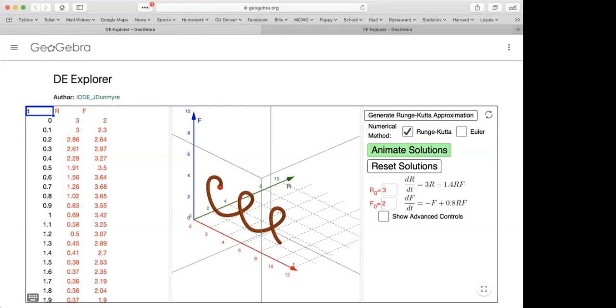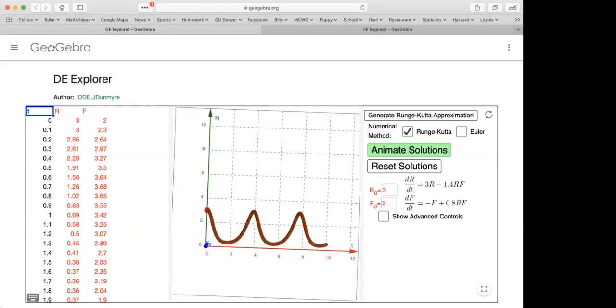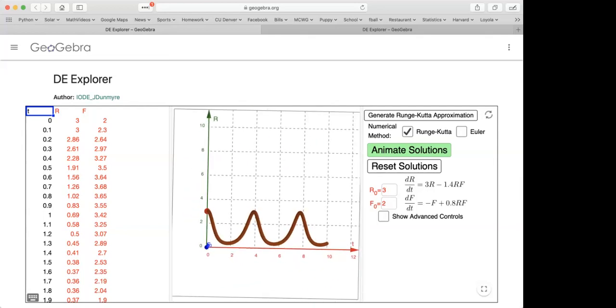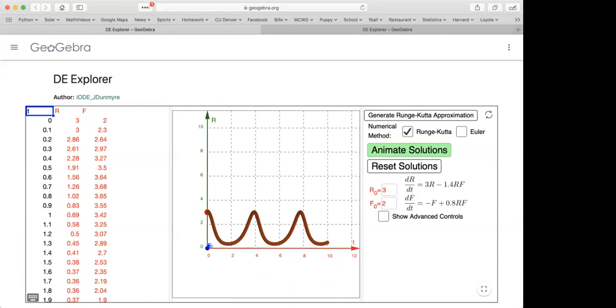So for example, if I just want to see how the rabbit population is changing with time, I can drag this around, and now I've got a graph. Ignoring the foxes for now, we can see how the rabbit population is changing with time. In particular, it looks like we have some sort of trigonometric behavior here, a sinusoidal function.